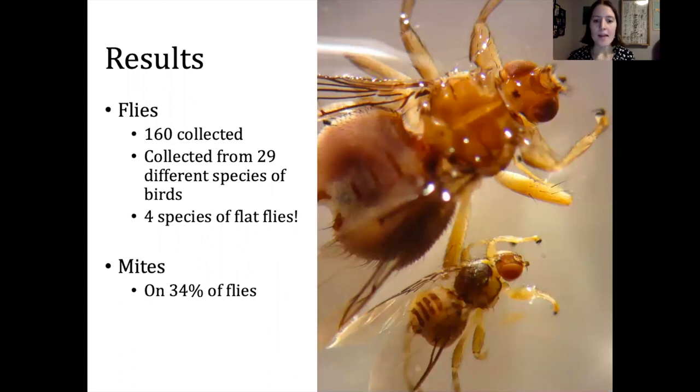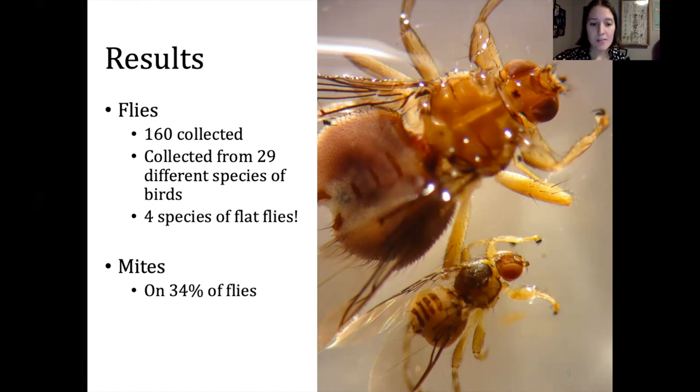So in total, I collected about 160 flies. All of these came from birds either at VIU or in Victoria at the Rocky Point Bird Observatory. The flies came from 29 different bird species, including non-passerines like owls and woodpeckers, as well as passerines ranging in hosts from flycatchers all the way to warblers. The one individual bird that we collected the most flies from was at Rocky Point, a chestnut-backed chickadee with 11 flies on it, and all 11 flies were carrying mites.